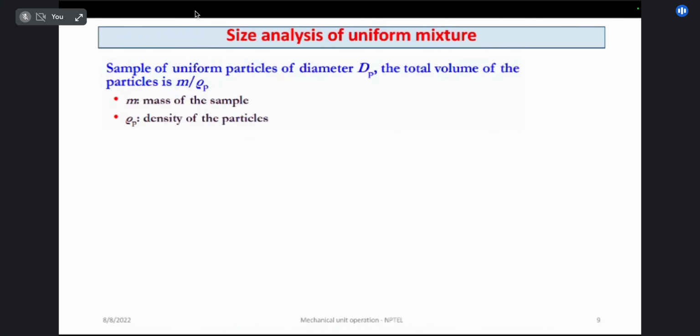Okay, now size analysis of uniform mixture. Now we will discuss the equations. There are two types of mixture. One is the size analysis of uniform mixture.